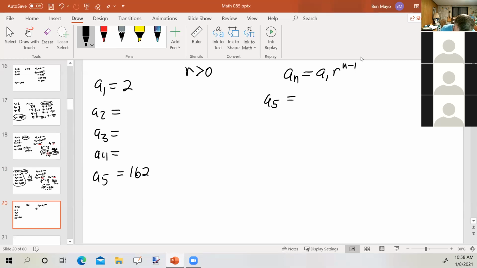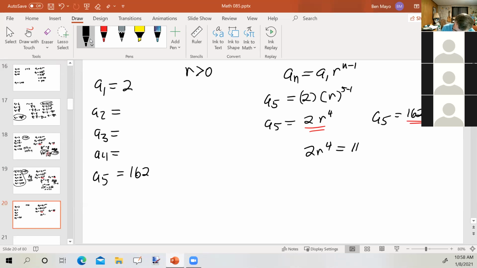So a sub 5 is a sub 1, which is 2, times R to the 5 minus 1 power, which is 2 times R to the 4th. So a sub 5 equals 2 times R to the 4th. But a sub 5 also equals 162, which means that 2R to the 4th equals 162. Okay. Any questions yet? What's the next step going to be? Divide both sides by 2. Absolutely. Good job. So R to the 4th equals 81.